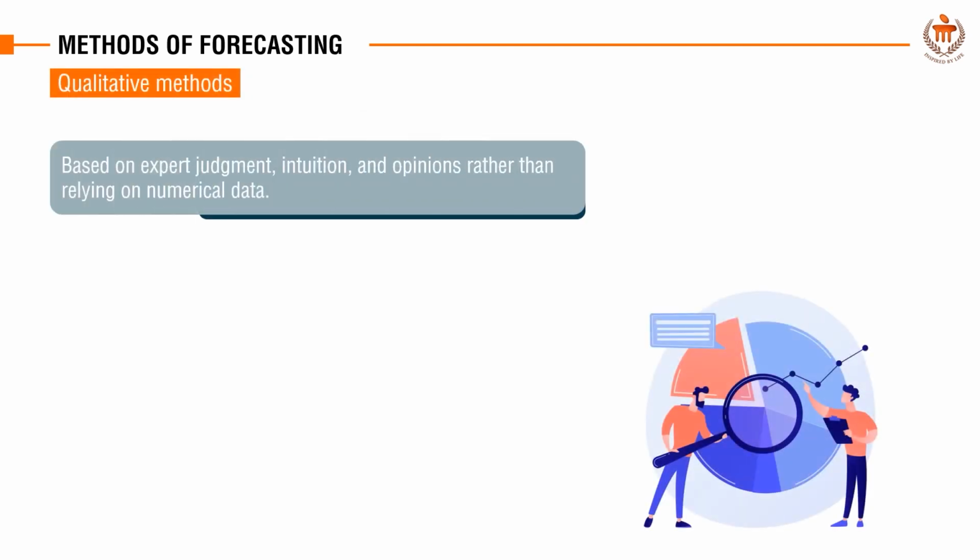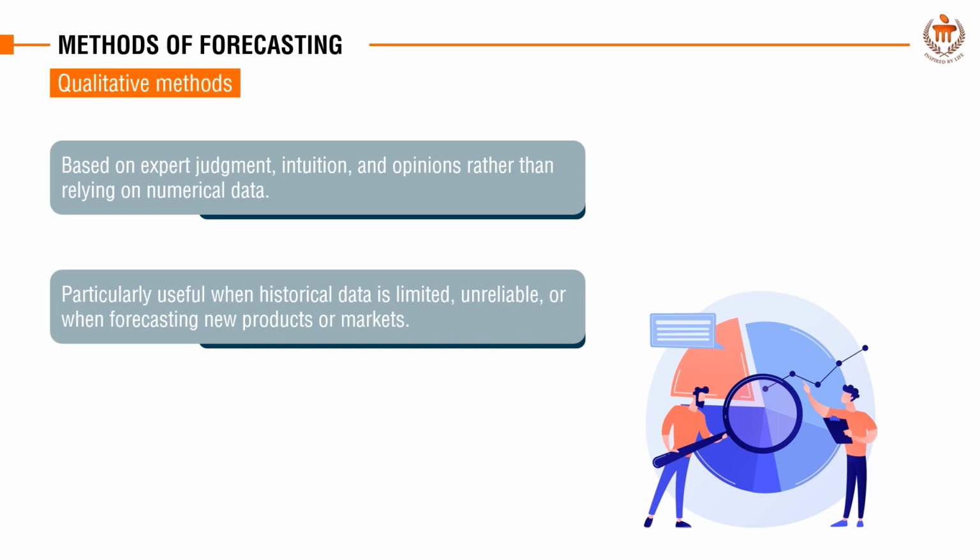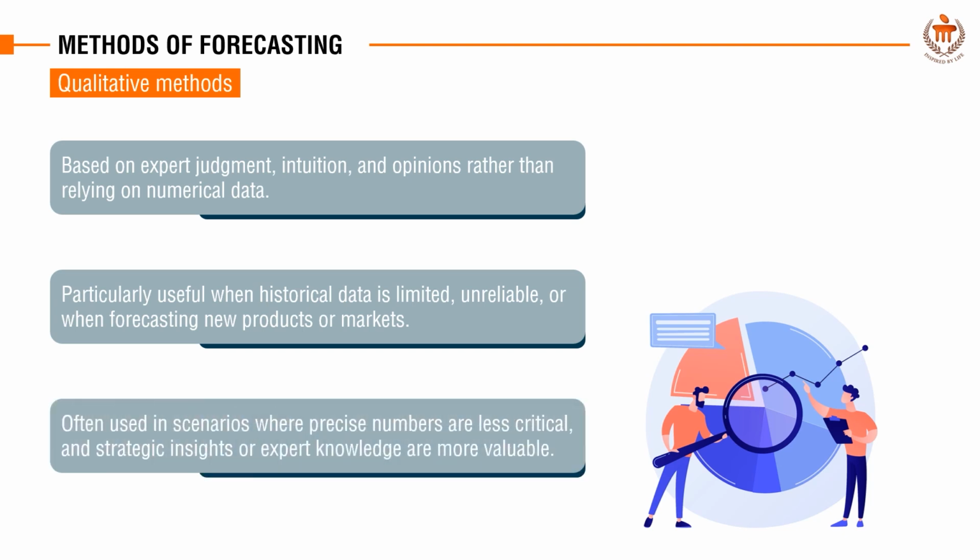Qualitative forecasting methods are based on expert judgment, intuition, and opinions rather than relying on numerical data. These methods are particularly useful when historical data is limited, unreliable, or when forecasting new products or markets. Since qualitative methods rely on subjective assessments, they are often used in scenarios where precise numerical predictions are less critical and strategic insights or expert knowledge are more valuable.